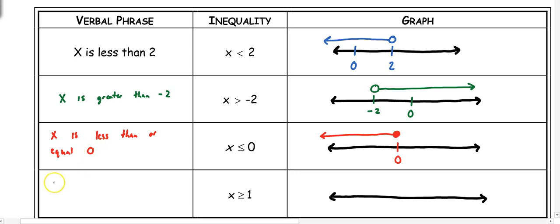The last inequality then is x is greater than or equal to 1, because of that bar underneath again. So on this, we're going to have our number line with 1. We're going to have 0 somewhere to the left of it because 0 is smaller than 1. In this case, x is greater than or equal to. Because of the equal to again, we're going to have a closed dot at 1. And then it's greater than, so it's pointing to the right, and our shading is going to go to the right.